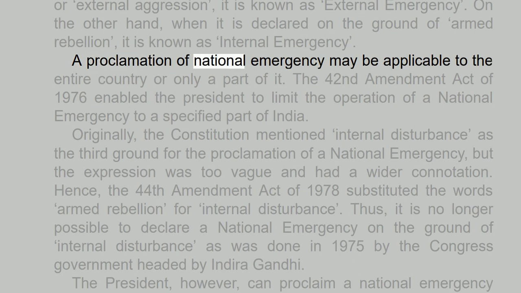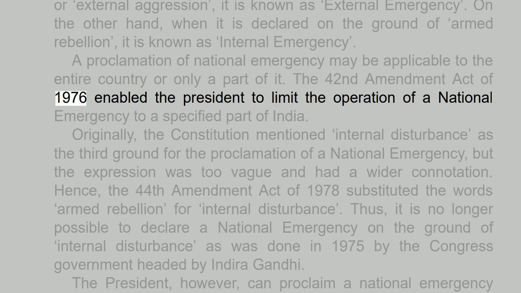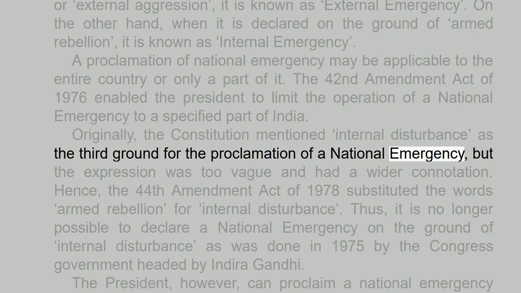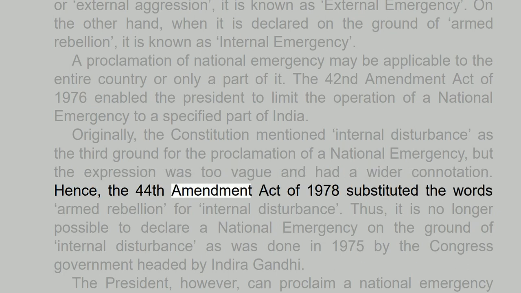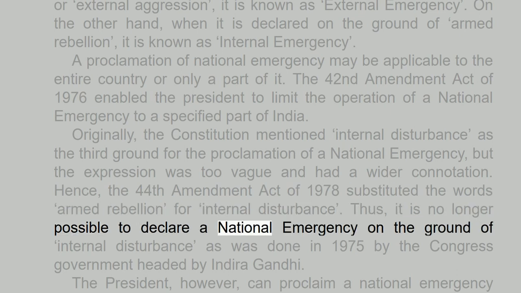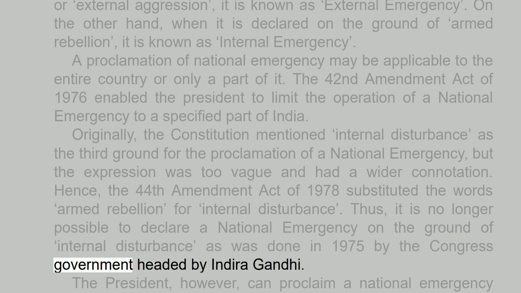A proclamation of national emergency may be applicable to the entire country or only a part of it. The 42nd Amendment Act of 1976 enabled the President to limit the operation of a national emergency to a specified part of India. Originally, the Constitution mentioned internal disturbance as the third ground for the proclamation of a national emergency, but the expression was too vague and had a wider connotation. Hence, the 44th Amendment Act of 1978 substituted the words armed rebellion for internal disturbance. Thus, it is no longer possible to declare a national emergency on the ground of internal disturbance, as was done in 1975 by the Congress government headed by Indira Gandhi.